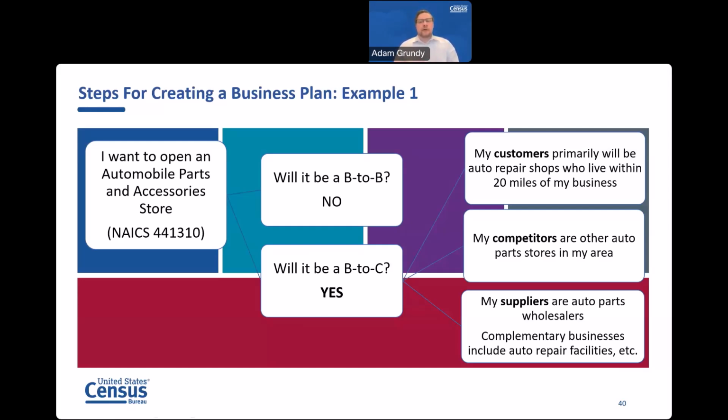Competitors are other auto parts stores in my area. So looking to see how many there actually are, how well they're doing by looking at the revenue for each of these different types of areas, and seeing if it's worthwhile to open up another one of these types of businesses. And then suppliers are auto part wholesalers. So looking at complementary businesses, which include auto repair facilities and much more. So this is just one example of many, and I'll dive into another case study in just a moment.